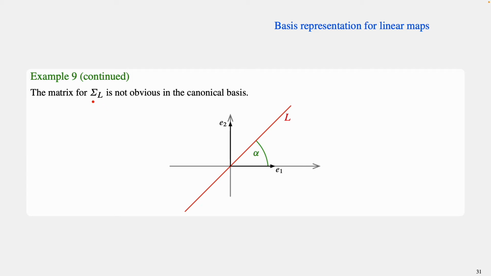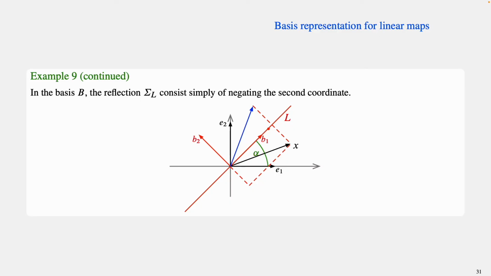So this was the case where the matrix to describe this linear map sigma L is not obvious in the canonical basis. What we do is we change to a basis B consisting of these two vectors. B1 is just the rotation of E1 by the angle alpha, and the same way B2 is just the rotation of E2 by the angle alpha. So B1 and B2 are the same length as E1 and E2, and just like those two, they are perpendicular to each other. And now we want to express the problem in this coordinate system.